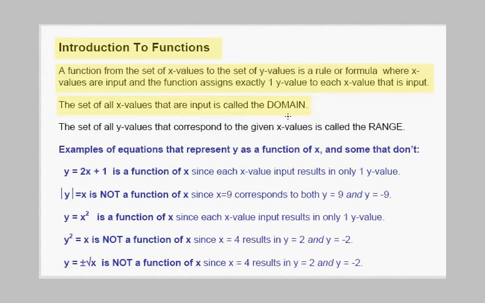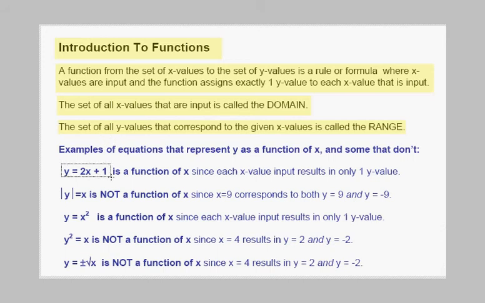We call the resulting y values that we get, when we plug the x values in and the formula calculates values, our y values. This calculated set of values is called our range. And here are some examples of functions and non-functions.